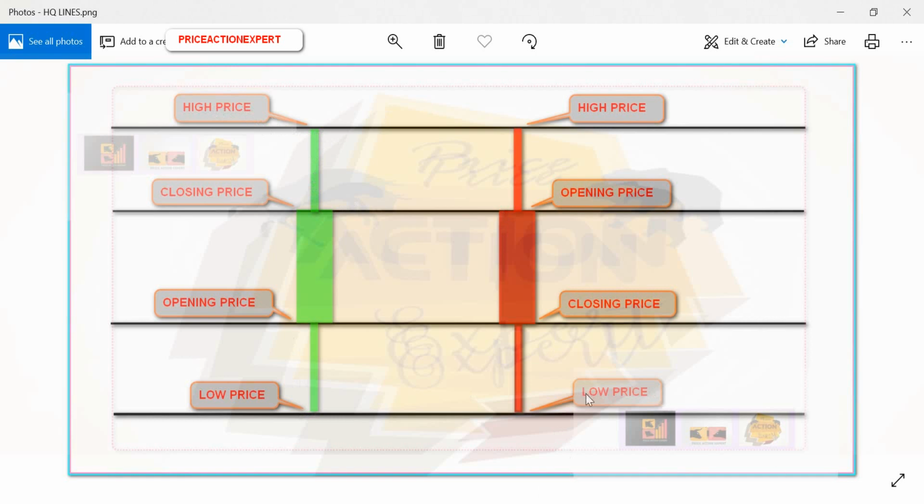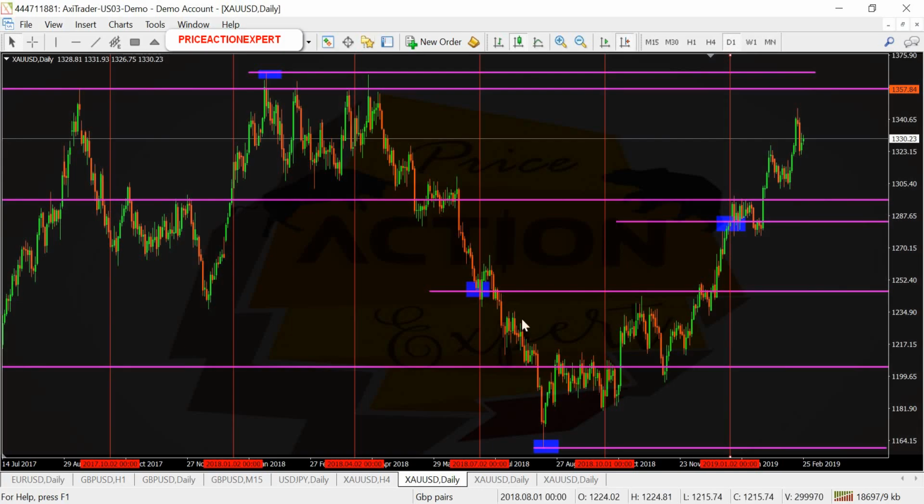The first thing which I'm showing you now, I'm going to show you four different types of charts actually. The first two are combined in a single chart. That means high price and low price we have to mark. Not that every day's high and low is important.